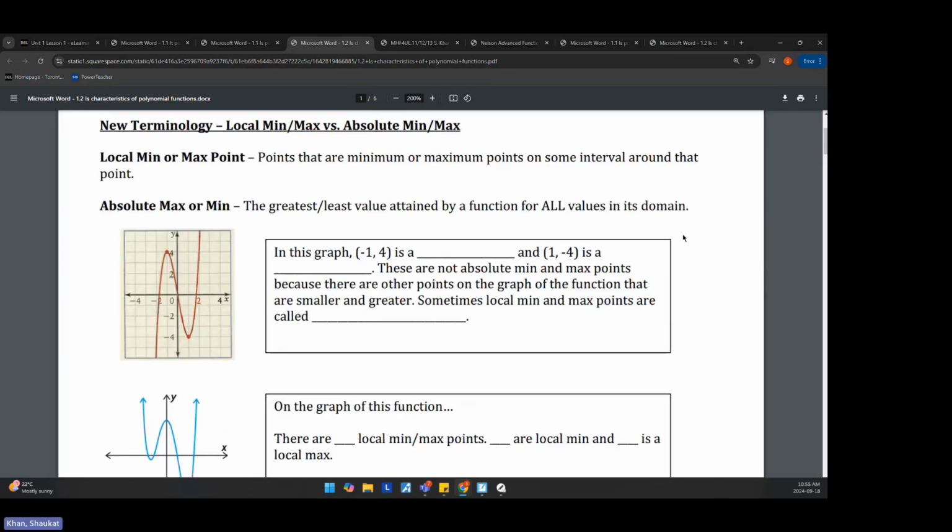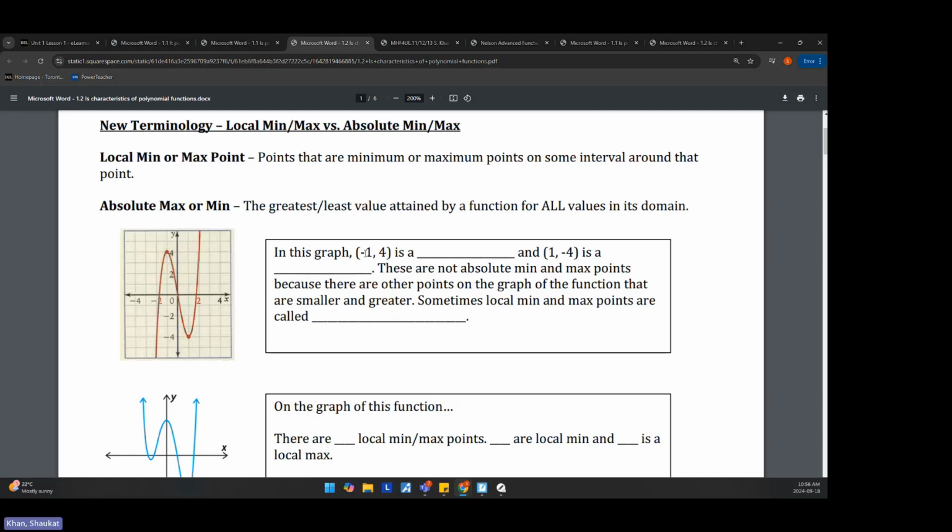So in this example here, this graph, we know that this function goes all the way up and all the way down, meaning it has a range of all the real numbers and it has a domain of all the real numbers. But there's something happening in the middle of this graph. There are some kind of like humps and like valleys, you could say. So what happens here is these are called local minimum or local maximum points.